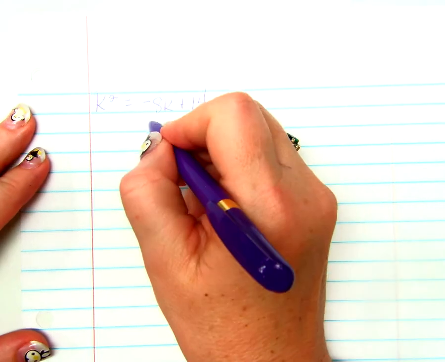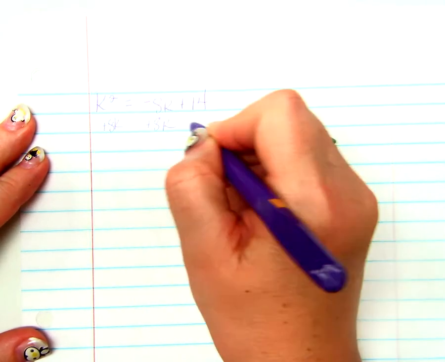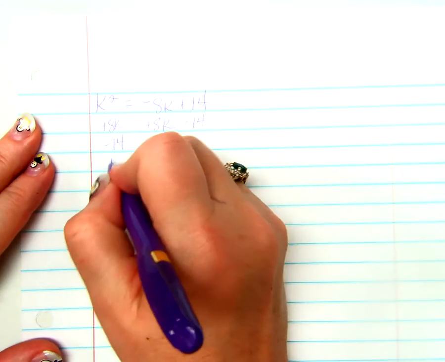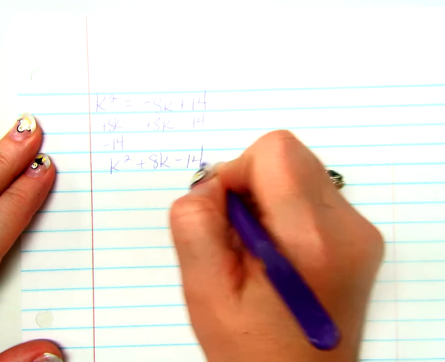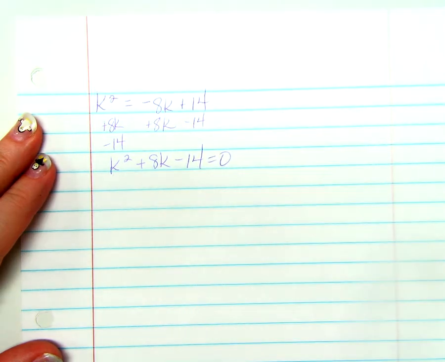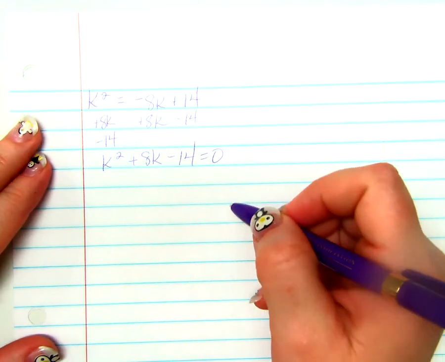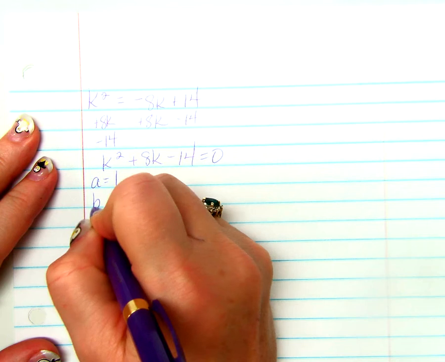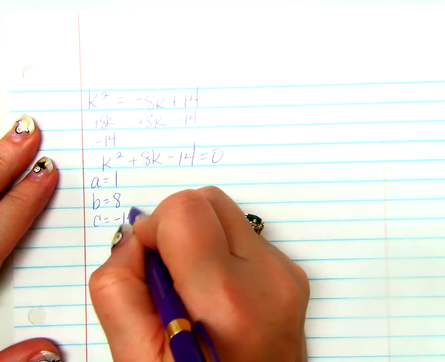Set everything equal to 0. So we need to add 8k to both sides, and we need to subtract 14 from both sides. So what we end up with is k squared plus 8k minus 14 equals 0. Okay? After we get it set equal to 0, we want to find our discriminant. We have to know that a is 1, b is 8, and c is negative 14.